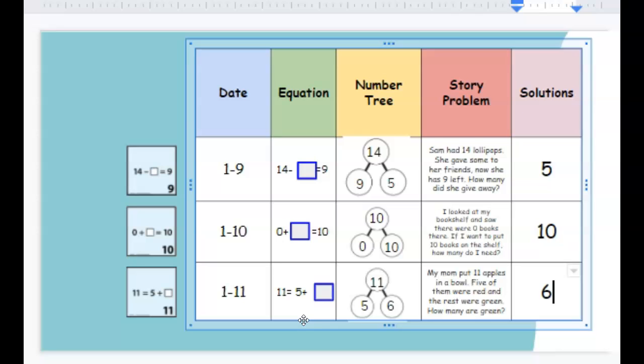It doesn't matter what I'm counting if the total number of objects is the same and they're divided into the same parts. That's a lot of great math thinking. Good job, my friends.